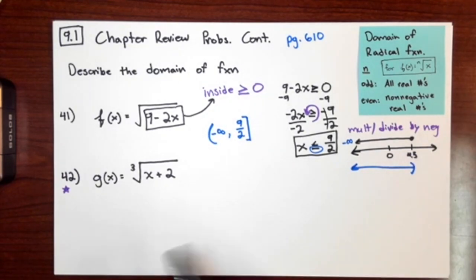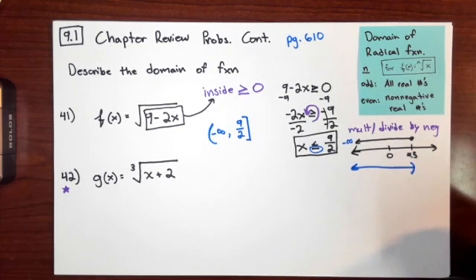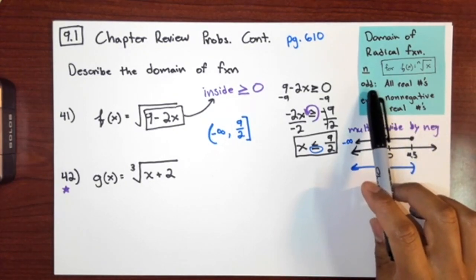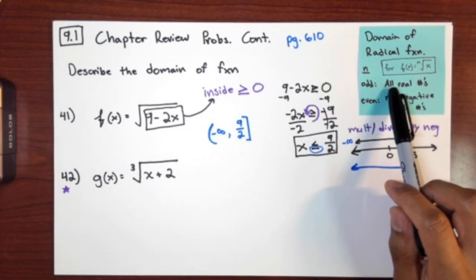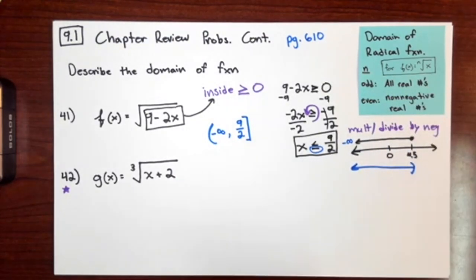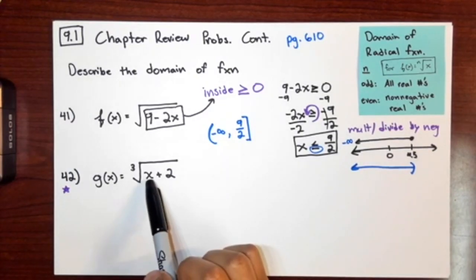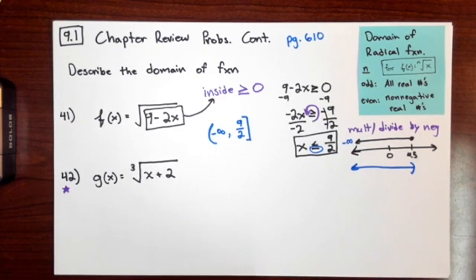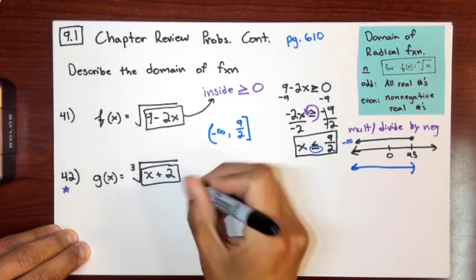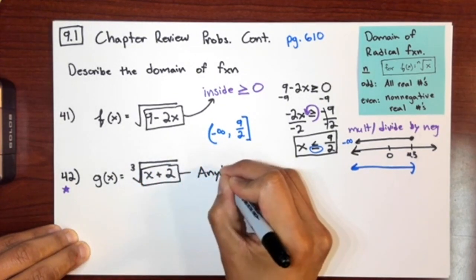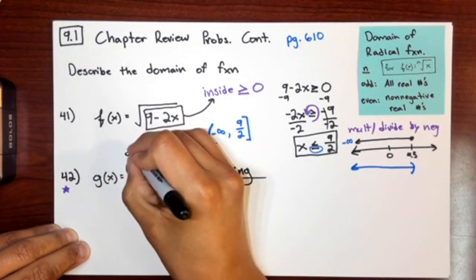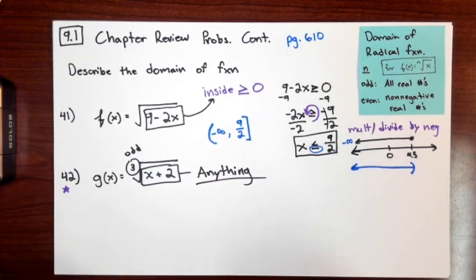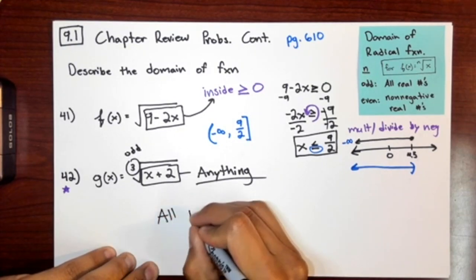This one's a little bit different, but still following the same domain of radical function rules. If your n is odd, which in this case it is, your domain is always just going to be all real numbers. Just like the previous problems that we saw, we know that inside this radical can be anything, because this is odd, okay? So what's your answer going to be? It's all real numbers.